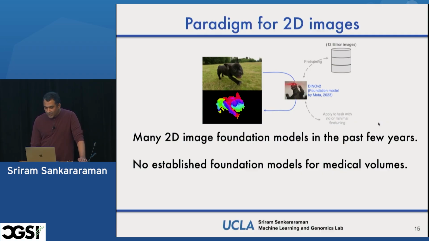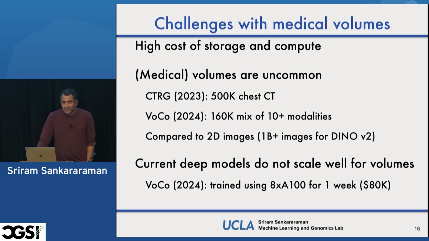And this basic paradigm has led to many different 2D image foundation models over the past few years. However, when you talk about 3D images, there hasn't been the same kind of success or development, and there are a few reasons why. The first is that storing and computing on these 3D medical images has a high cost associated with it. For those of you who work with these data sets, you're probably aware that most of them are now on different cloud computing platforms, and performing many of the learning steps you need for learning these models is extremely expensive.